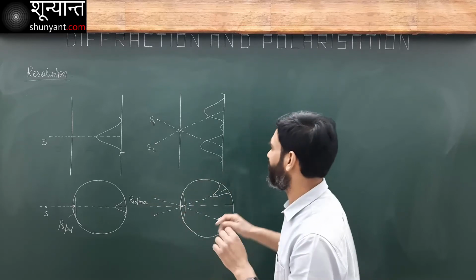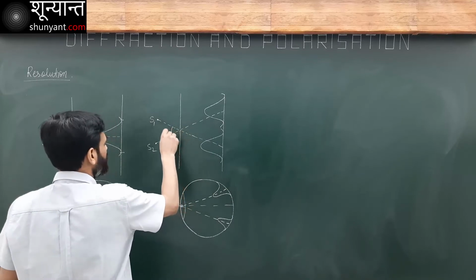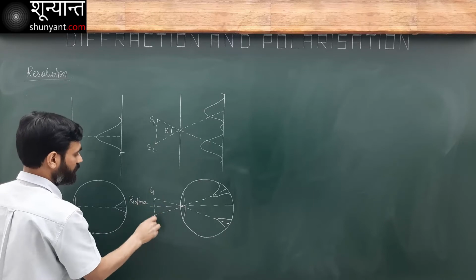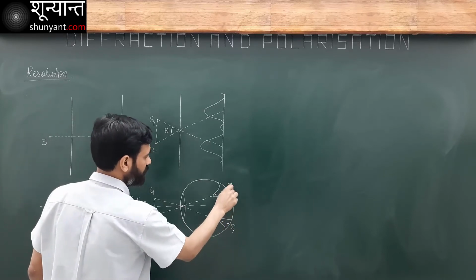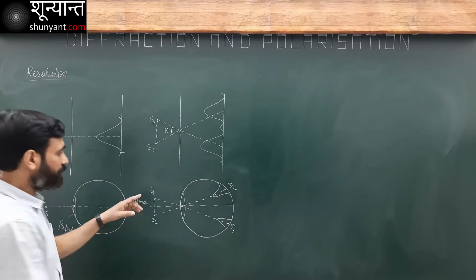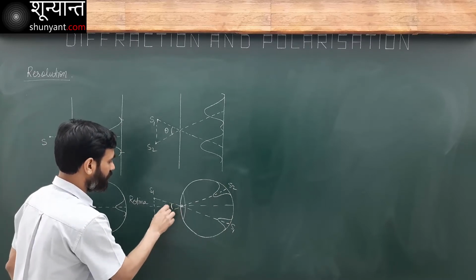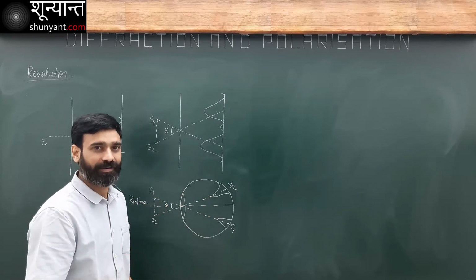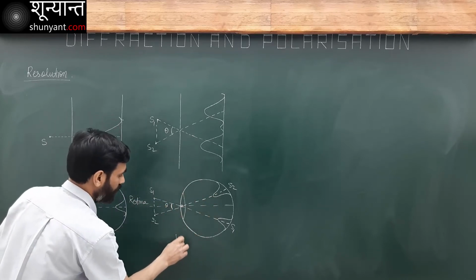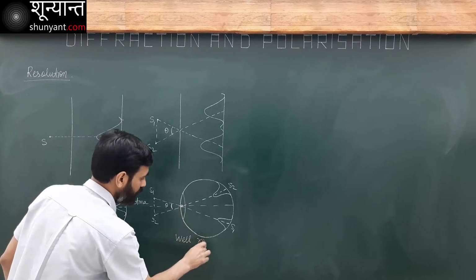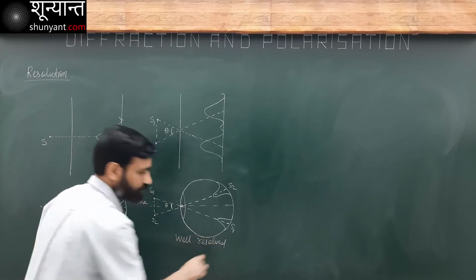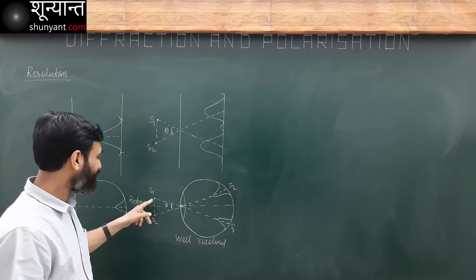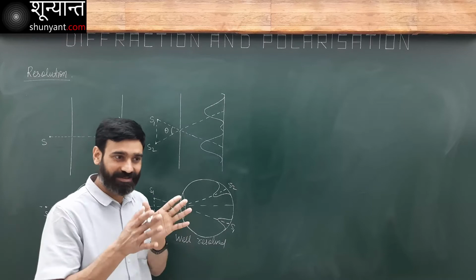Now, what will happen if the separation between them starts to change? This is S1 and this is S2. If this angle here is large, then these two diffraction patterns are well separated. We say that they are well resolved. So I will see these points as two different, separate, distinct points.